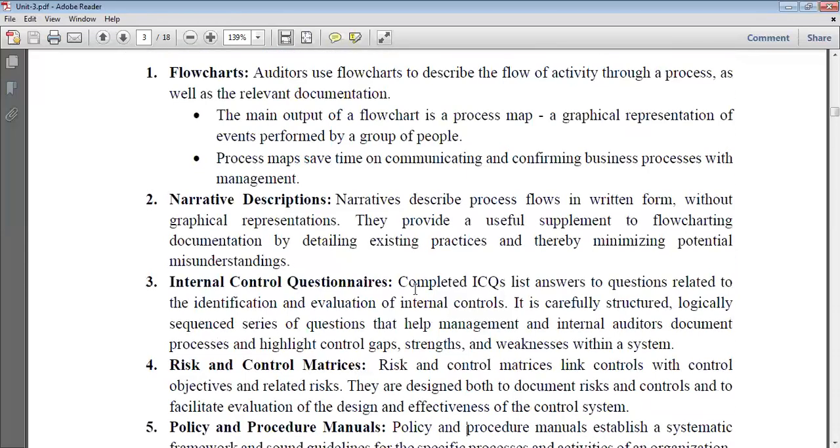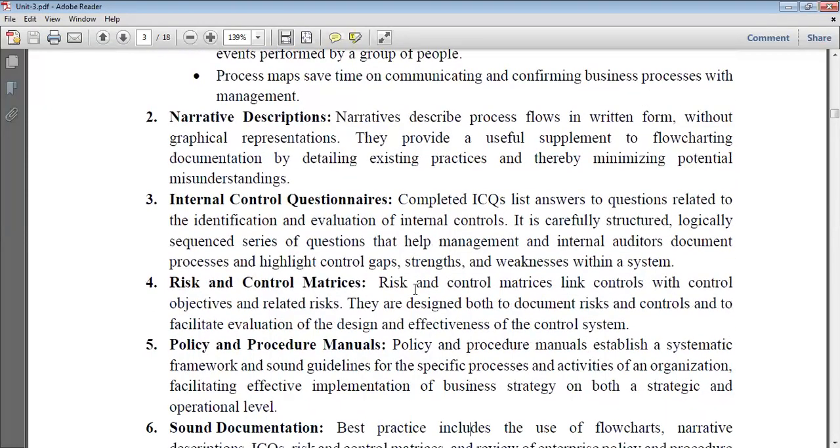And next thing, internal control questionnaires. The questionnaires relate to the identification and evaluation of internal control. They are carefully structured, logically sequenced series of questions that help management and internal auditors document the process and highlight control gaps, strengths and weaknesses within the system. Through questionnaires, we can gather the strengths and weaknesses of the documents as well as of our controlling system, which can be easily analyzed.